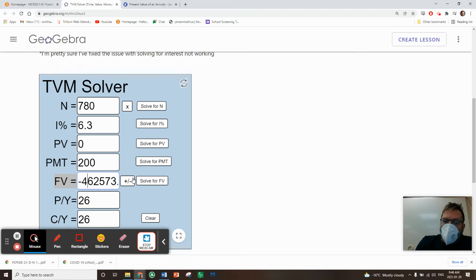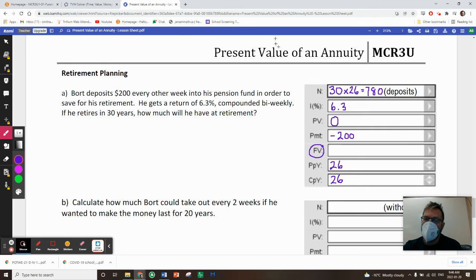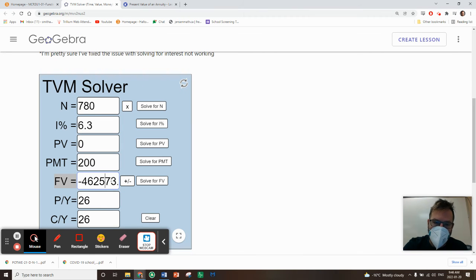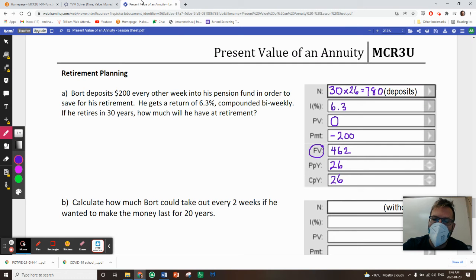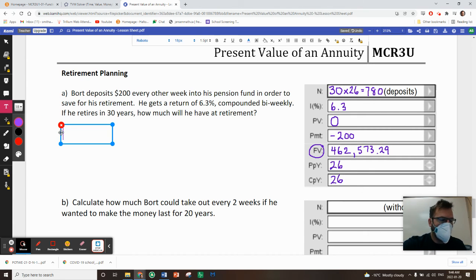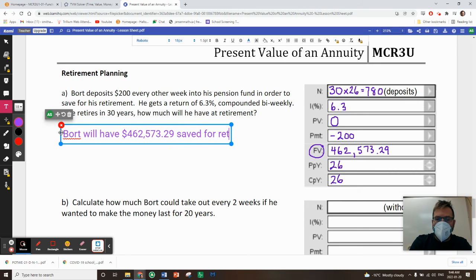I got just over 462,000. You guys did the same thing? All right. That's a nice chunk of money. Let's get that down. I will not be able to remember this entire number. 462,573.29. Not too shabby. So we'll have 462,573.29 saved for retirement.